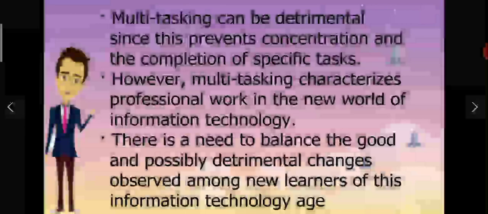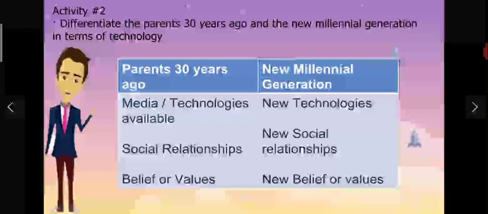There is a need to balance the good and possibly detrimental changes observed among the new learners of this information technology age. Activity 2. Differentiate the parents 30 years ago and the new millennial generation in terms of technology. Parents 30 years ago: media technologies available, social relationships, beliefs or values. New millennial generation: new technologies, new social relationships, and new beliefs or values.